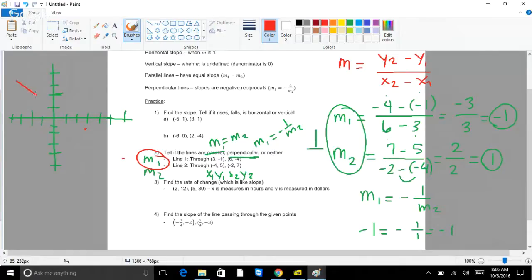So this is our line M1, and look at that. What's it doing? It's falling, right? It's got a negative slope. So M1 has a slope of -1, so it's falling. So that makes sense, right?